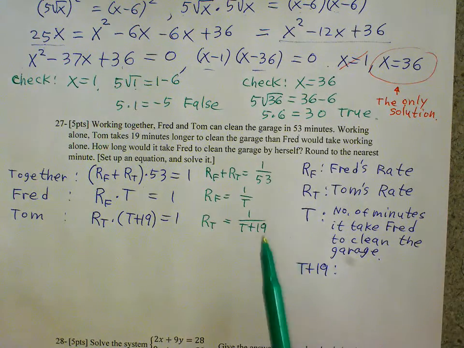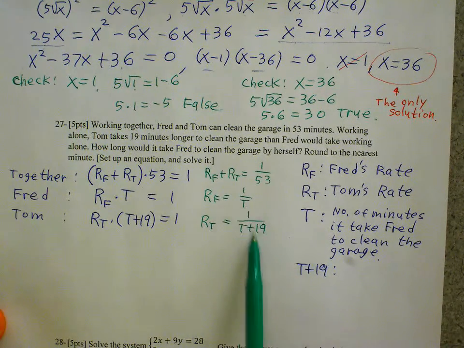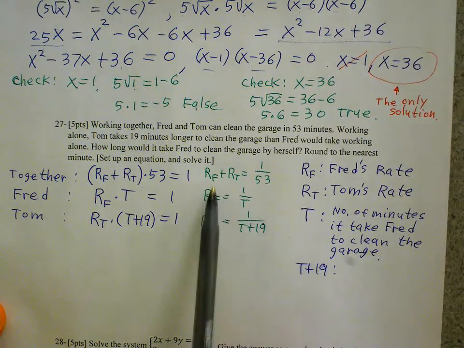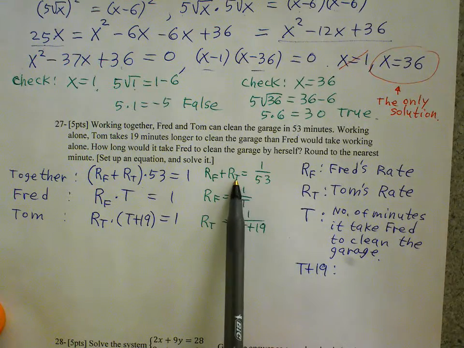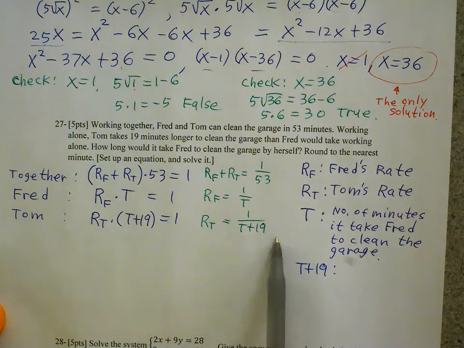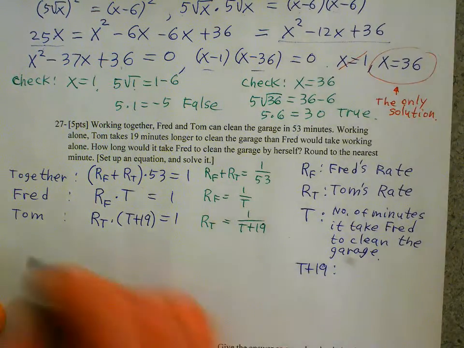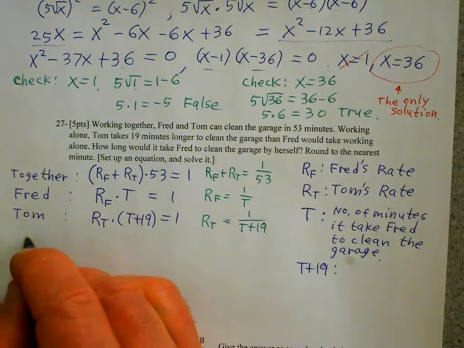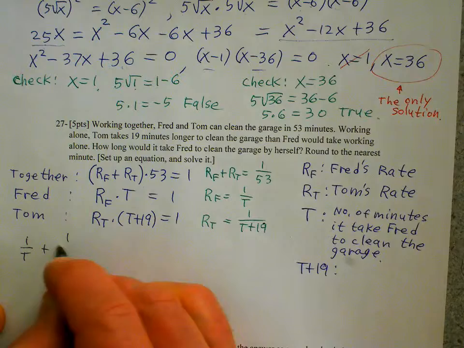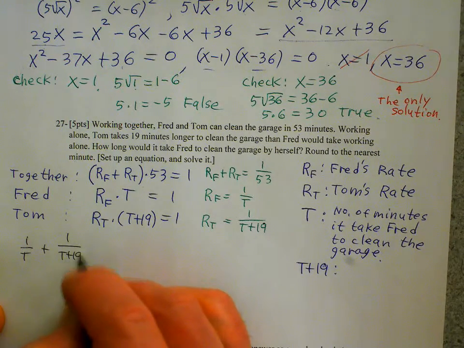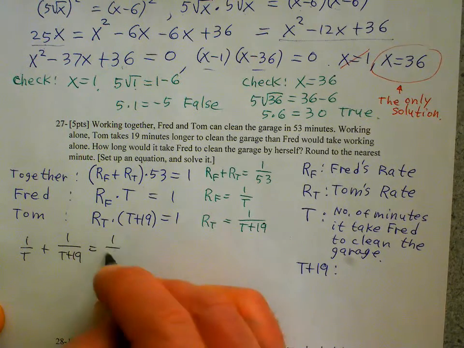Okay, we want an equation whose only variable is T. So in this equation, replace Fred's rate with 1 over T, replace Tom's rate with 1 over T plus 19. So we get this equation, 1 over T plus 1 over T plus 19 equals 1 over 53.